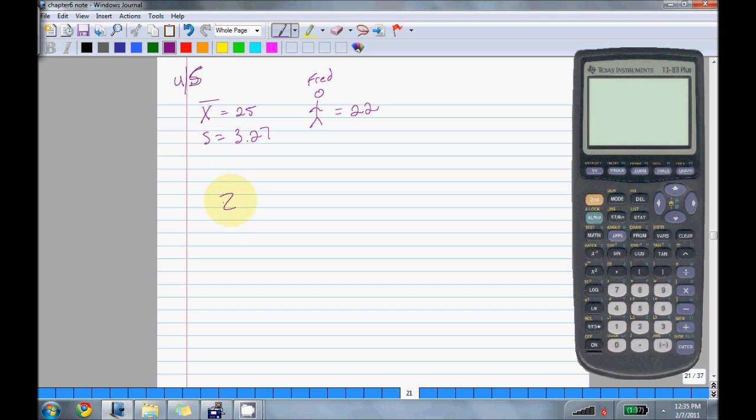So I'm going to calculate Fred's z-score. How do I do that? I take his age, or the value, minus the mean, and divide it by 3.27. That's negative 3 all over 3.27. Go over here to my calculator. 3 divided by 3.27 equals negative 0.917. I just forgot my negative up there, so I just slapped it on. So that's my z-score, negative 0.917. Do you have a question?